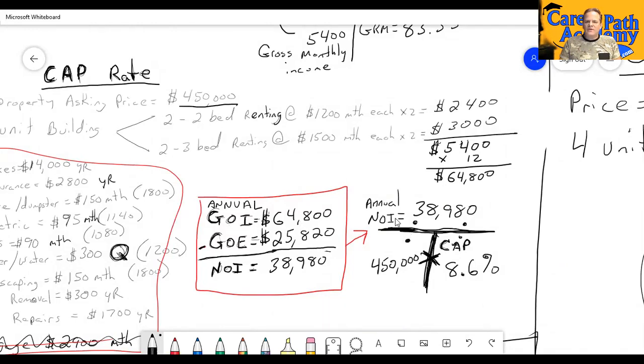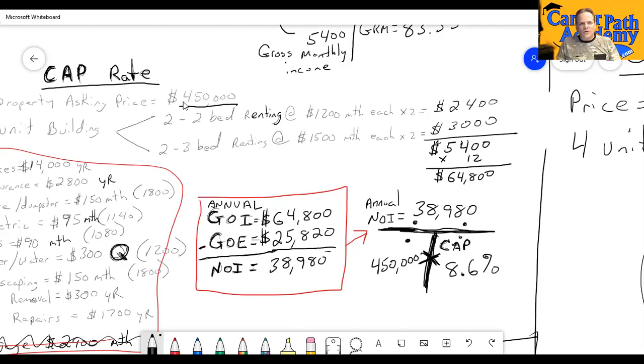We need to figure out the net, because the net goes on top of this T formula. So we had to calculate all of our expenses over here, add them up. The easiest way to do this is make them all annual, and then just add them all up, and then subtract your expenses from your income to get your net. And then you plug that number in the top of the T formula there.